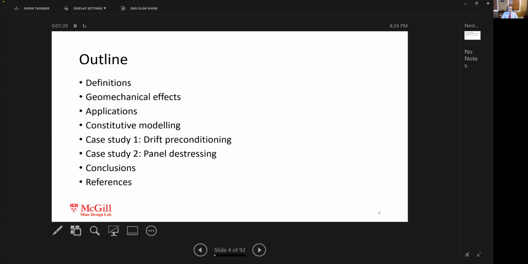So this is the presentation outline. We're going to start with definitions and geomechanical effects. Then we're going to go into applications. We will discuss a little bit how we can model a distressed rock material. Then we're going to present two case studies that we worked on before we conclude. There's also a couple of slides from Maniram Saharan, which he asked me to share with you.